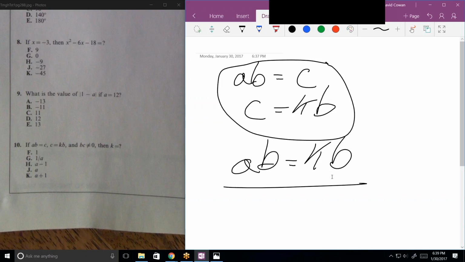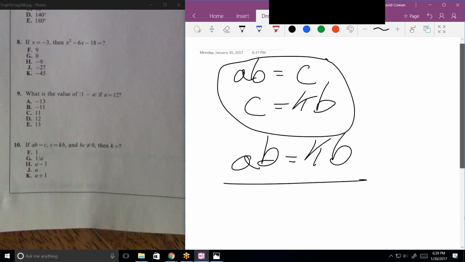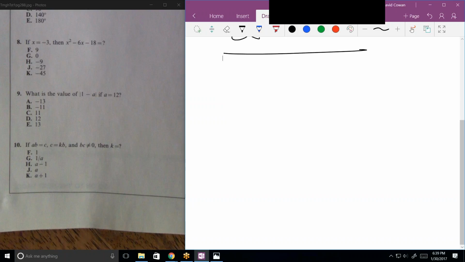Okay, and this little thing they said where BC is not equal to 0, that means B is not 0 either. In other words, you can't multiply two numbers and get a non-zero answer and have one of the numbers be 0. If either B or C was 0, then this would be 0. So this statement they give you here tells you that B cannot be 0, which allows you to divide by B. Let me give you an example where you might not be able to do that.